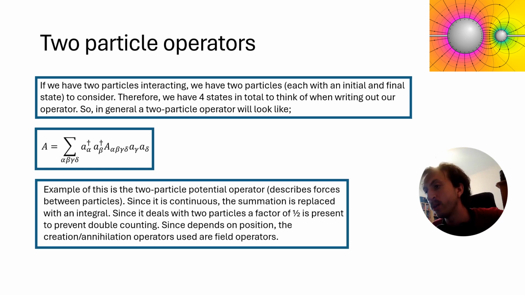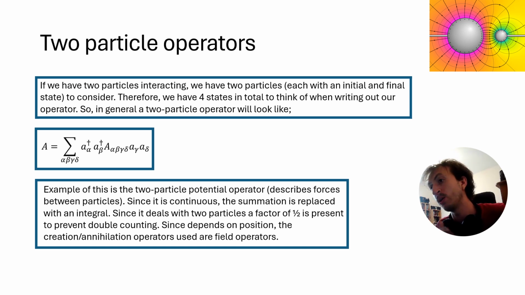And an example of this kind of operator is, as we said, the potential. But the potential is a function of position classically, and so we really should think of it as creating or destroying particles in particular states at particular locations in space. And therefore we replace our generic creation and annihilation operators with field operators.